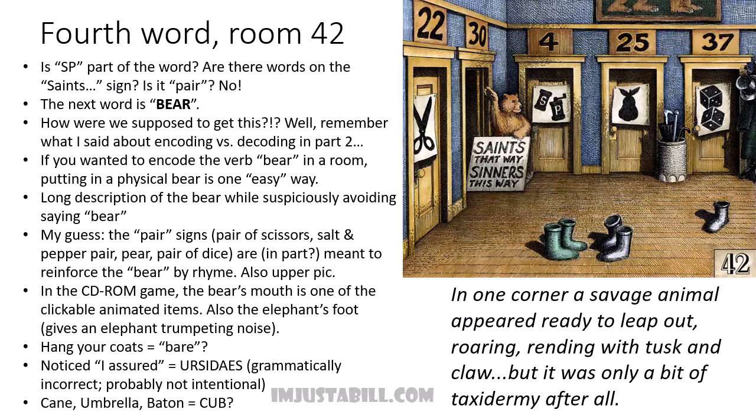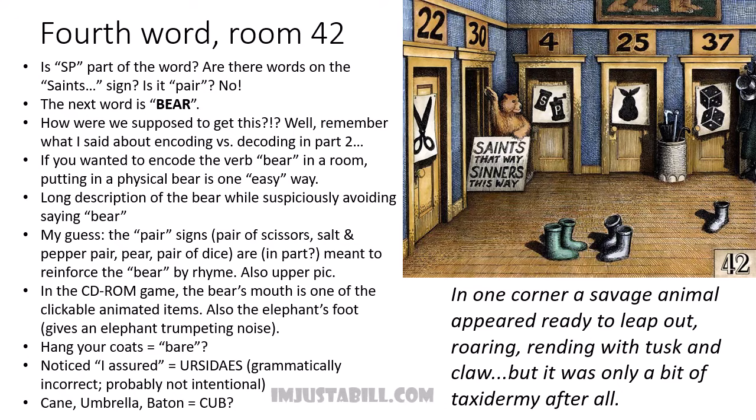But as with most of the things that Manson is trying to encode, I would think that there would be more hints, additional clues to point to bear. Now, the other signs that are on the doors, people have pointed out that they're all pairs. So from left to right, there's a pair of scissors, then the salt and pepper, that they make a pair on the table. Then there's the fruit, P-E-A-R, pear, and then there's a pair of dice. So I think what all of this is indicating is pear trying to rhyme with the word bear.